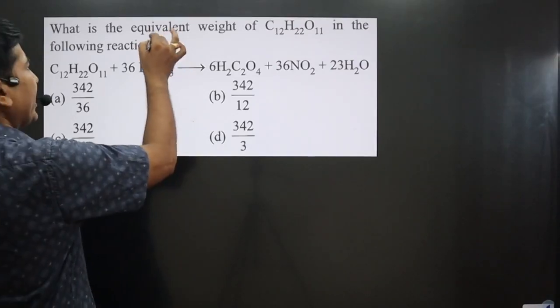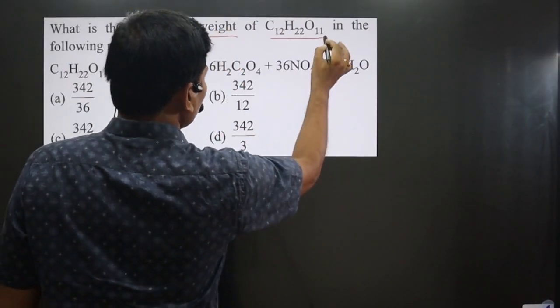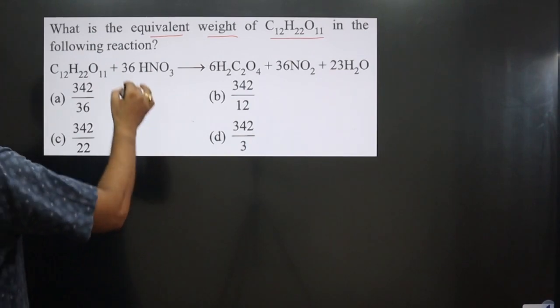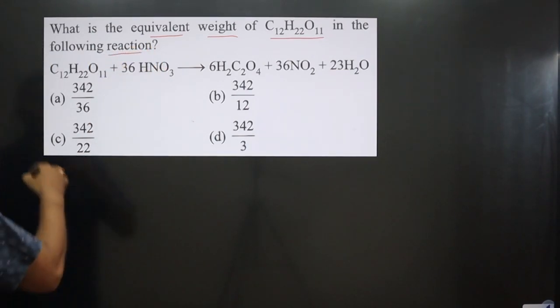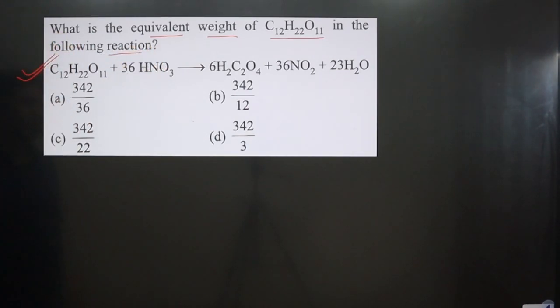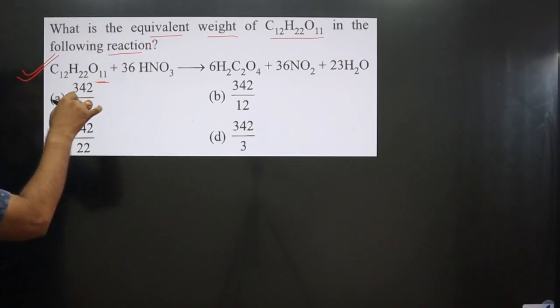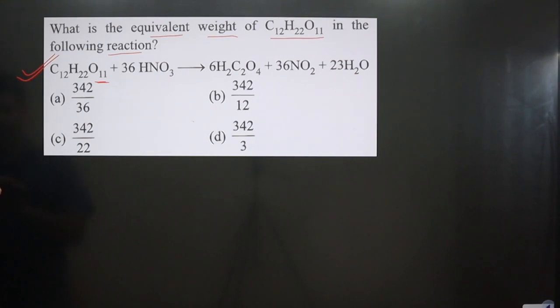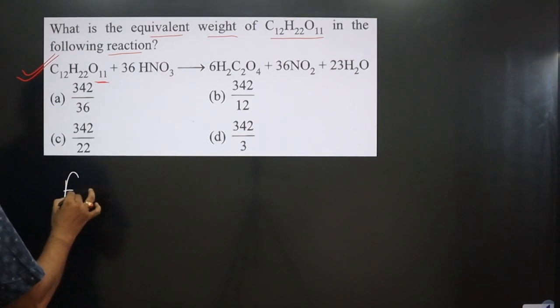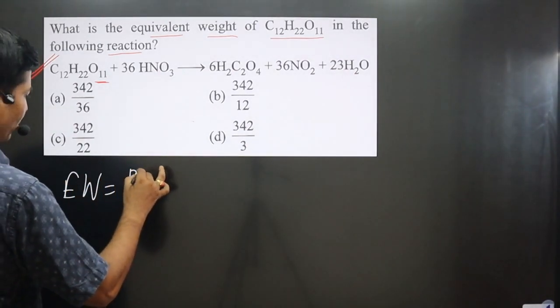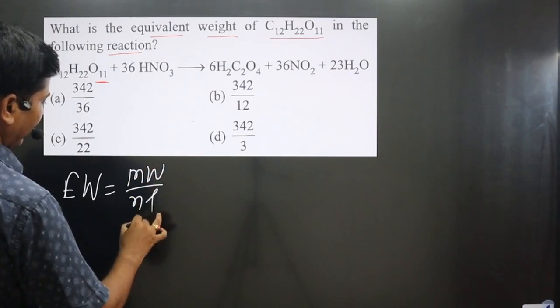The question says: what is the equivalent weight of C12H22O11 in the following chemical reaction? You can see a balanced chemical reaction given here, and we have to calculate the equivalent weight for the reactant C12H22O11. The equivalent weight formula is: equivalent weight is equal to molecular weight divided by n factor value.